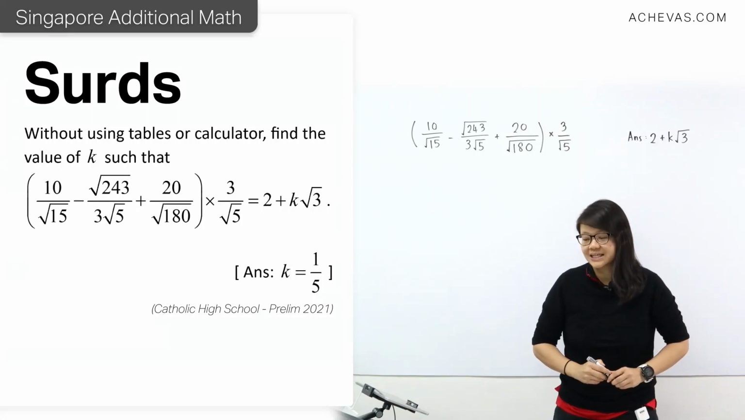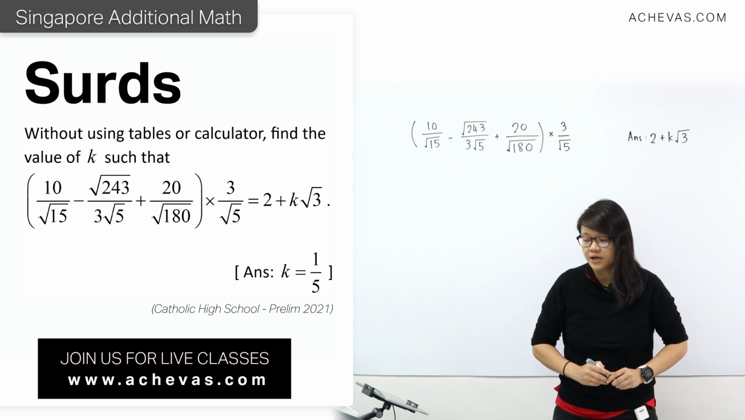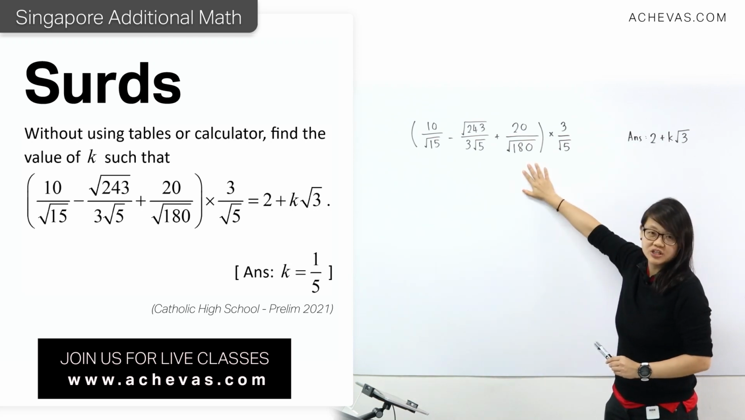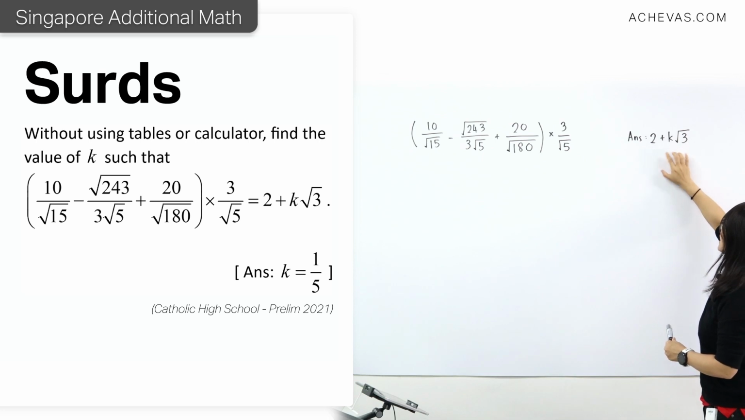Today we are going to take a look at Kathleen High Prelim 2021, Paper 1, Question 1A. Without using tables or calculator, find the value of k such that you are given a certain expression here. You're supposed to simplify this so that you can reach the answer that contains k and find out what k is.